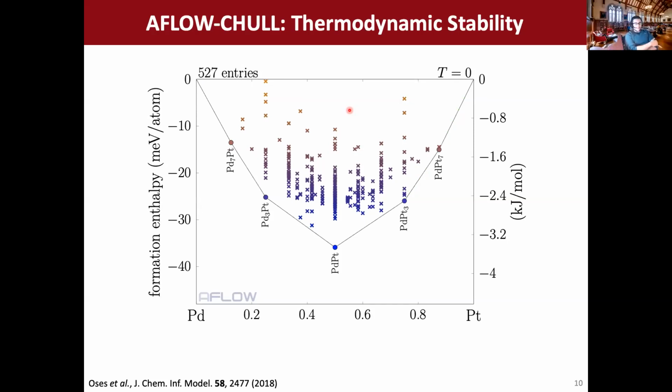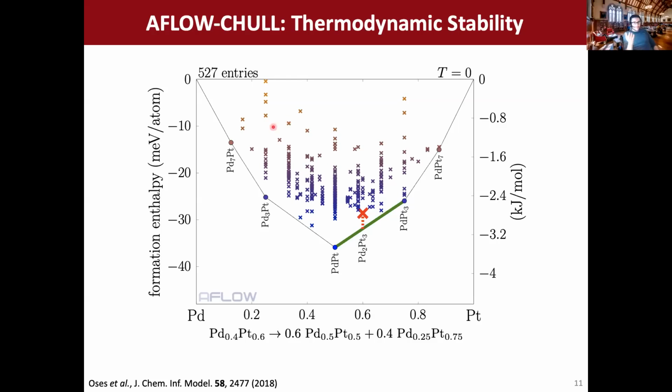If we do that, we're building a construction of the convex hull. Very simply, the convex hull is the set of the outermost points of this plot. You can imagine taking a giant rubber band and wrapping it around the data, and the points that it's going to touch are the most stable points in the convex hull. So from this construction, anything that is not on the convex hull is going to decompose.